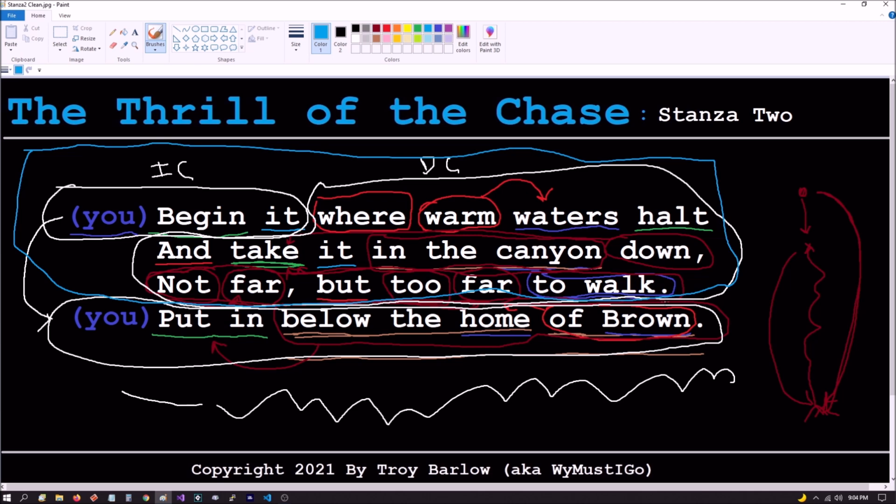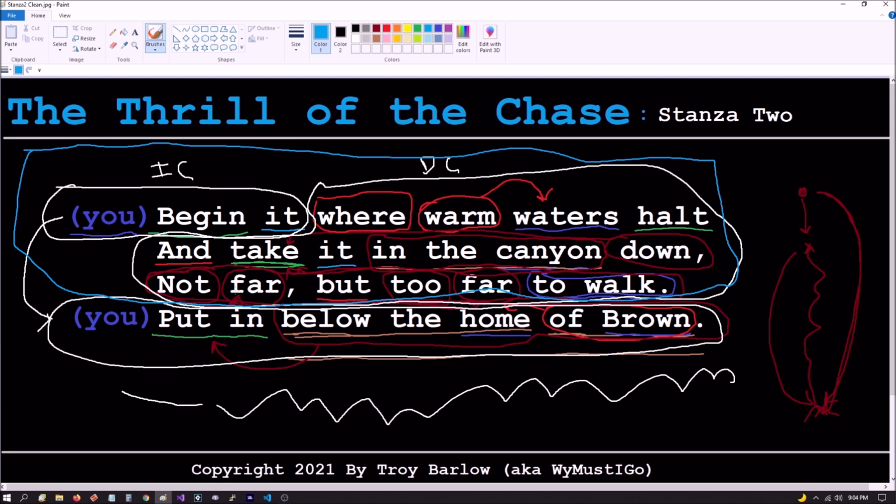Not far, but too far to walk. Okay. So not the nearest spot and not the furthest spot, but the closest place that you're able to walk from. And right here, he's got the word far twice. So you would assume a not far, but too far. So the second one, okay?